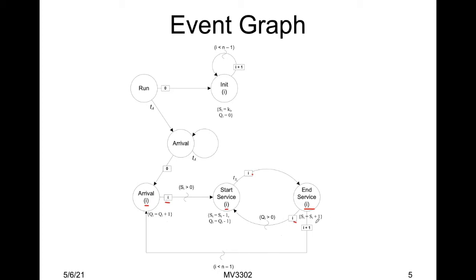And the thing that really makes a difference is this one right here. When I end service at one station, I schedule an arrival at the next station, only if I'm not at the last station. If I'm at the last station, I don't do that, because if I have 5 stations, there is no station 5, because it's indexed just like Java arrays.